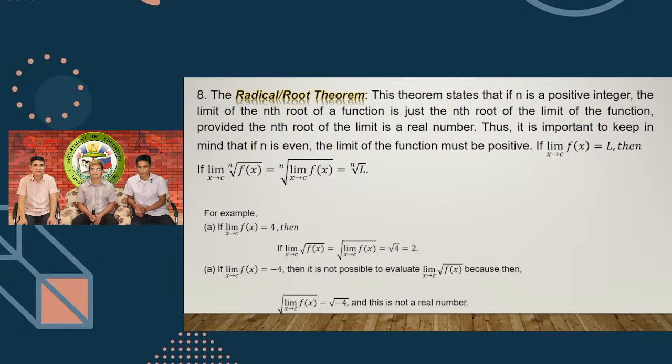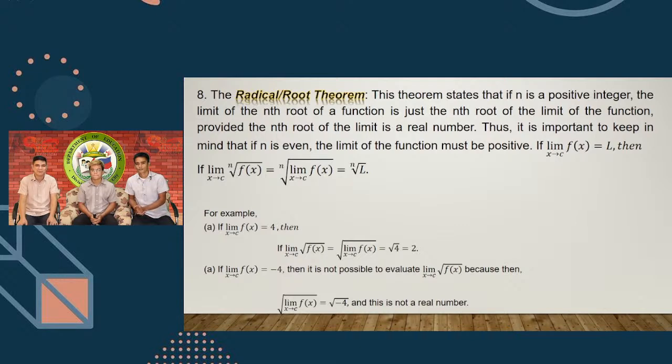So if the limit of f of x as x approaches c is equal to L, then the limit of the nth root of f of x as x approaches c is equal to the nth root of the whole quantity of the limit of f of x as x approaches c. And that is just equal to the nth root of L.